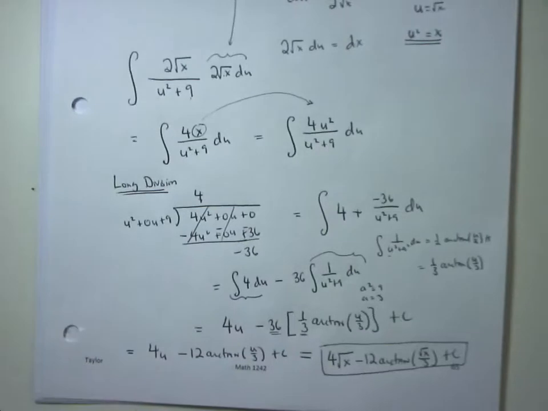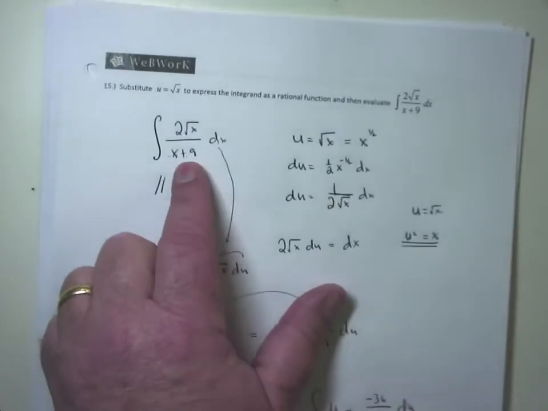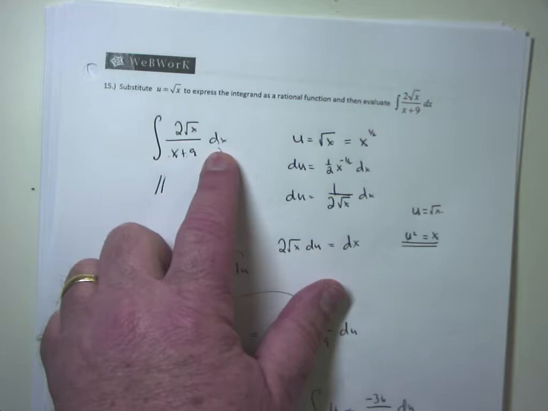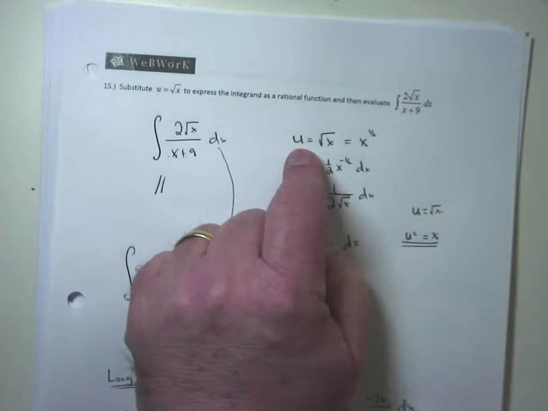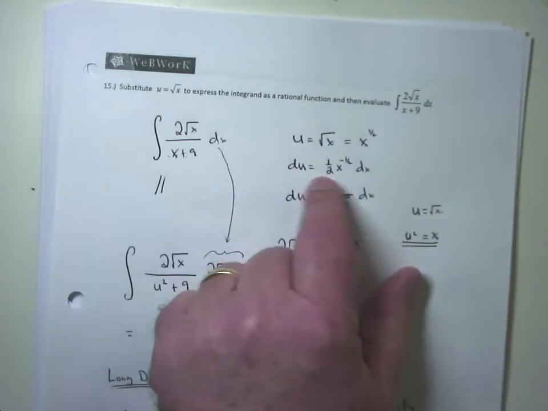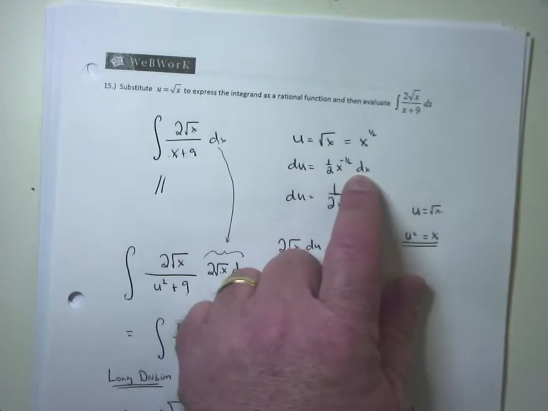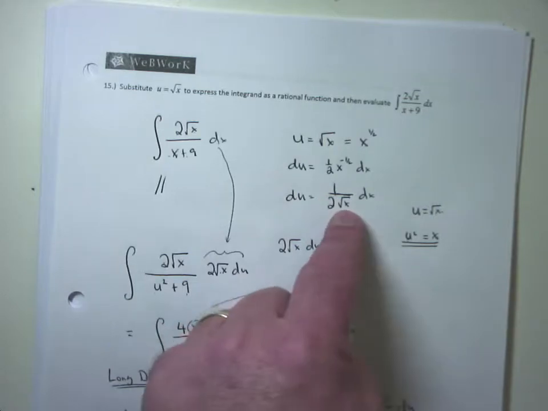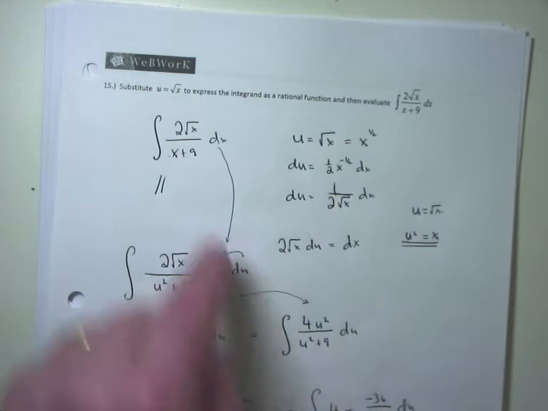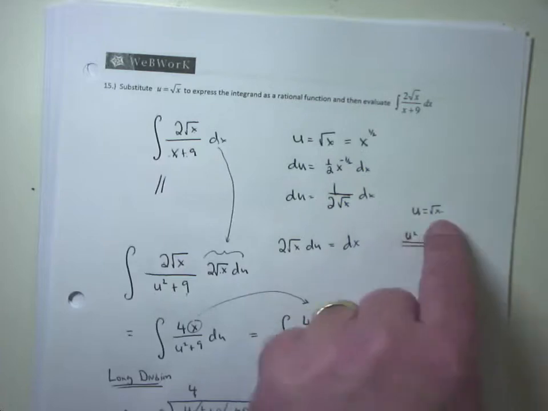So my point to this problem is, it's web work review, but with this particular problem, you started out with 2 square root of x divided by x plus 9 dx, and it doesn't look like a polynomial over a polynomial that should even be in this section. But with the correct u substitution, u equals the square root of x, and du equals 1 half u x to negative 1 half dx, which turns into du equals 1 over 2 square root of x dx. I moved the entire 2 square root of x to the du side, so I could substitute in for the dx.